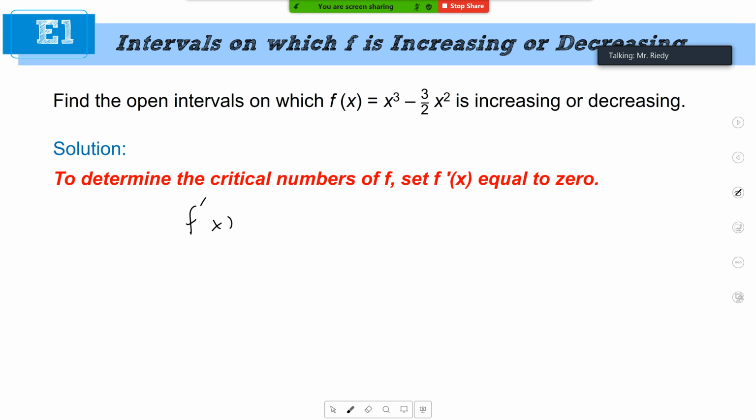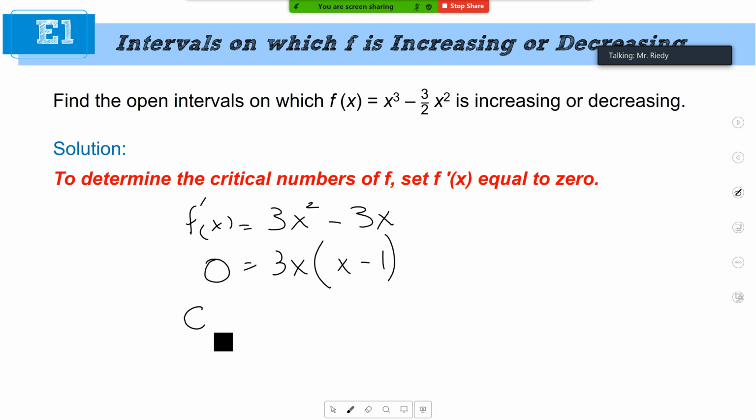F prime of x is equal to 3x squared minus 3x, right? Because the 2 comes down and cancels with that, giving 3x. Okay, which means set that equal to 0. 0 is equal to 3x times the quantity x minus uno, that's Spanish for 1. Therefore, the critical numbers would happen when x equals 0 and x equals 1. I'm sorry, Gabe, I tried to have your back, buddy, but it does appear that it's 1.